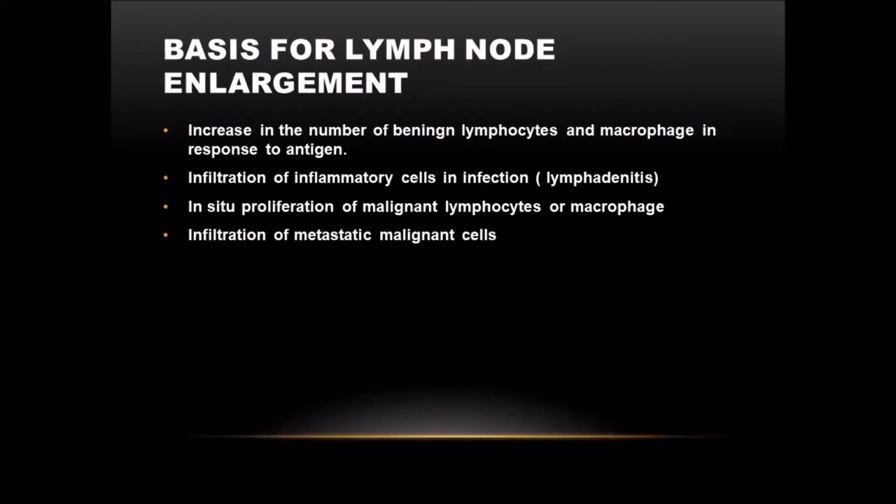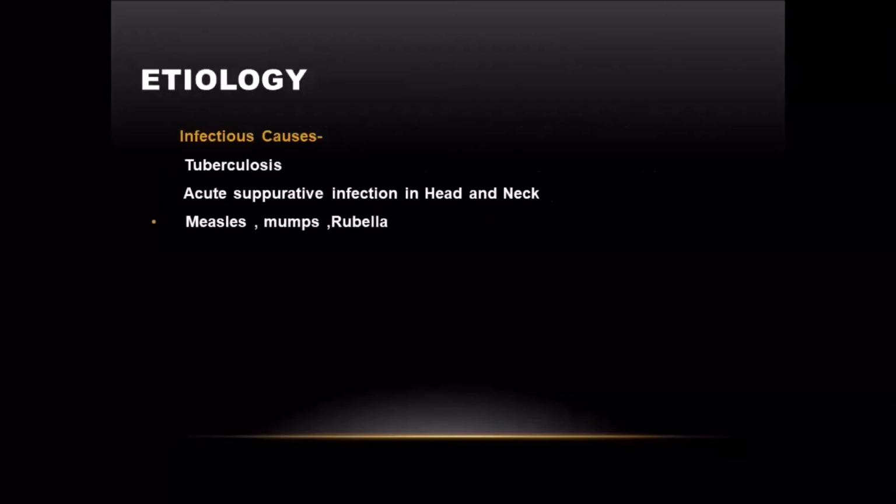The basis of the lymph node enlargement is the proliferation in the number of lymphocytes as well as macrophages in response to the antigen, or else it can be due to the infiltration of inflammatory cells in case of infection, or in situ proliferation of malignant lymphocytes or macrophages, or infiltration of the metastatic malignant cells itself. As far as the etiology of cervical lymphadenopathy is concerned, it can be grouped into non-malignant causes and malignant causes. As far as the non-malignant cause is concerned, the infectious disease contributes to the major part of causing the cervical lymphadenopathy.